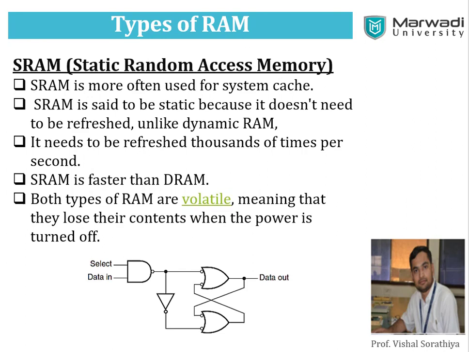Next, under the RAM category, we have the static RAM. Static RAM is used for the system cache memory, and SRAM is said to be static because it doesn't need to be refreshed. Unlike DRAM, which needs to be refreshed thousands of times per second, it is never going to be refreshed by ourselves. It is automatically done.